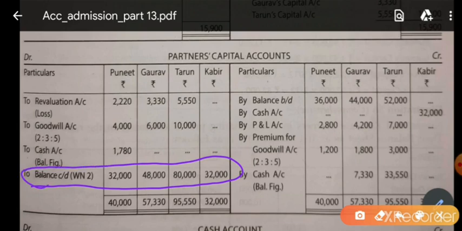And now after writing the new capitals, we are trying to balance the account. So while balancing Puneet's account, you find that 1780 was less on the debit side. So you have written 1780 on the debit side. So he is withdrawing this amount.